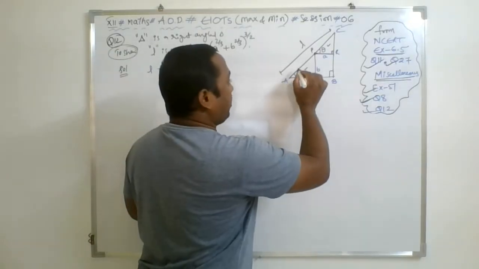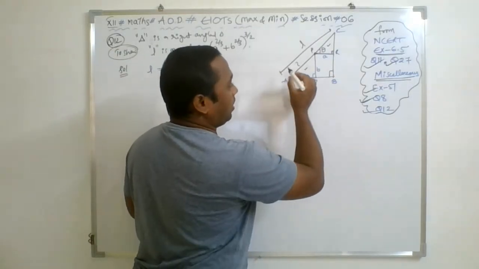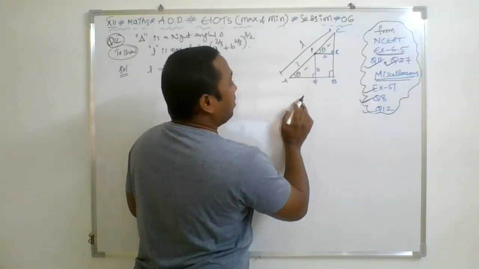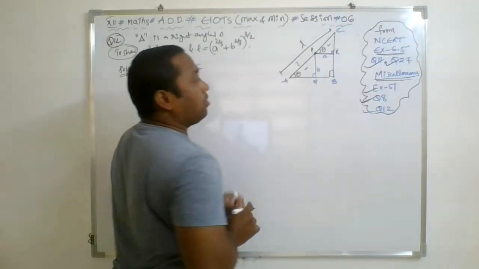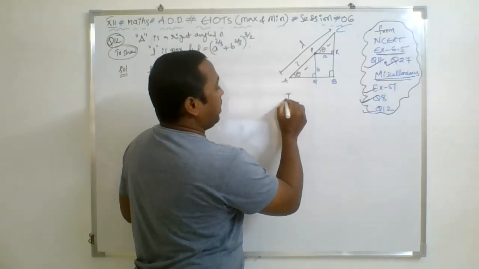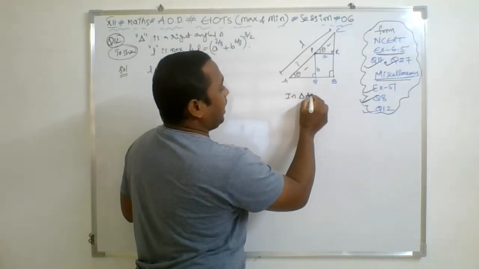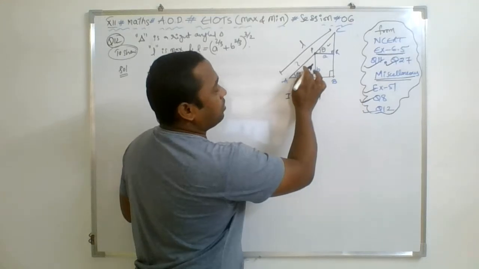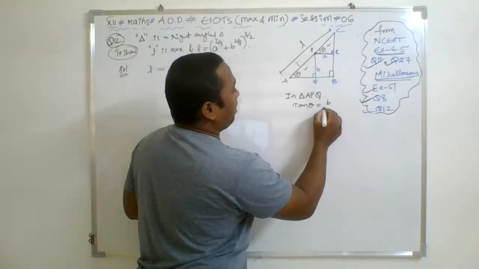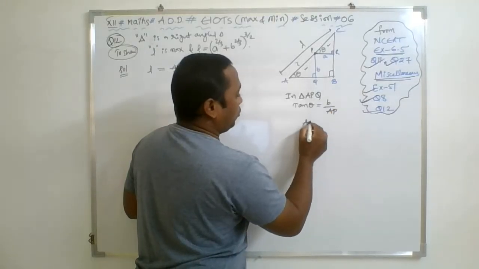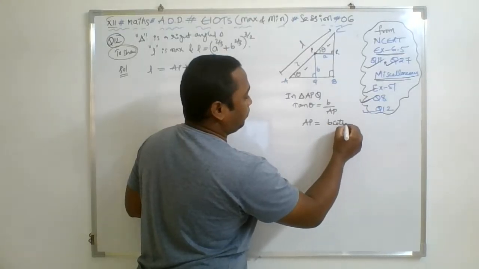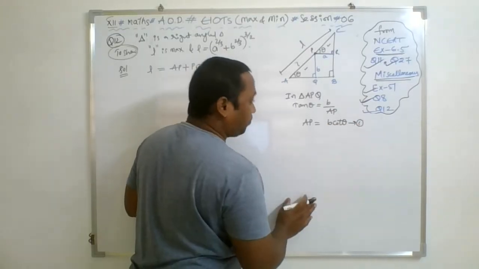So from this, I'll try to find the length of AP first. I know the perpendicular value, and I want to find the length of the hypotenuse. Ultimately, in triangle APQ, this is the lower triangle I'm talking about, I apply tan theta, which will be given by B upon AP. So AP will be B by tan theta or B cot theta. So this is result number one.